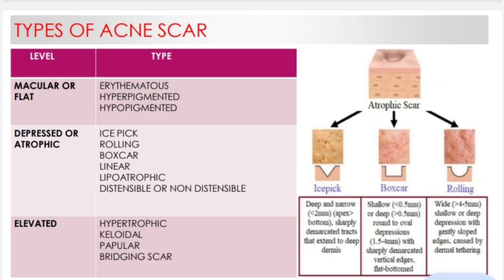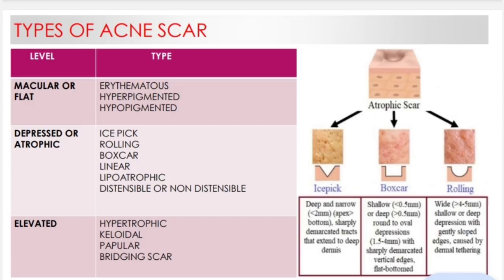So the most common scar, as I told, is the atrophic scar, which is mainly ice-pick scar, box scars, and rolling scar. These ice-pick scars are deep and narrow, at less than 2 mm depth, and have an apex broader than the bottom. It is a sharply demarcated tract which extends deep into the dermis.